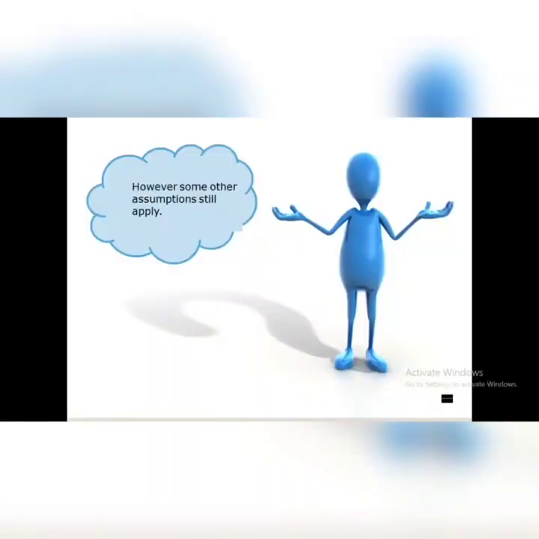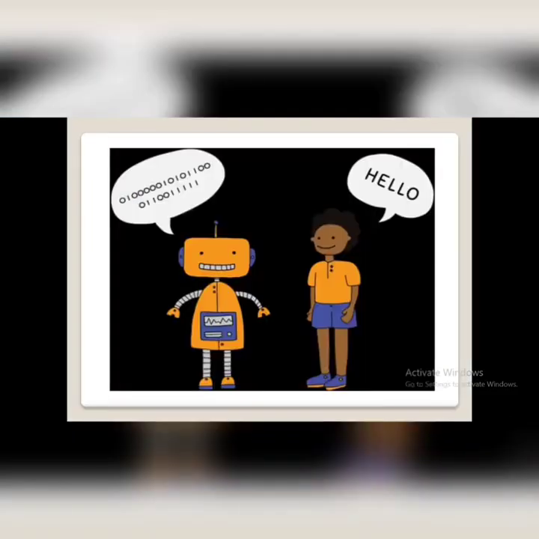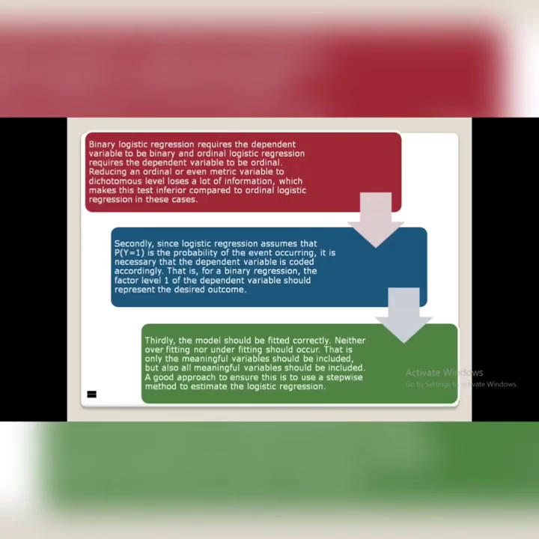However, there are some other assumptions that still apply. Now let us look at the picture. When we say hello, the machine can understand it in a binary language. Binary logistic regression requires the dependent variable to be binary, and ordinal logistic regression requires the dependent variable to be ordinal. Reducing an ordinal or even metric variable to dichotomous level loses a lot of information, which makes this test inferior compared to ordinal logistic regression in these cases.